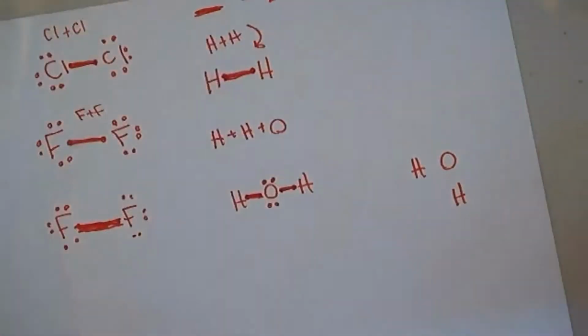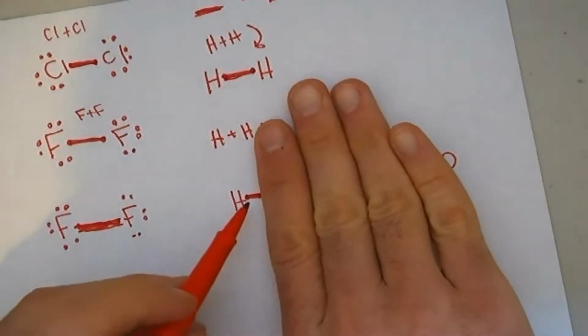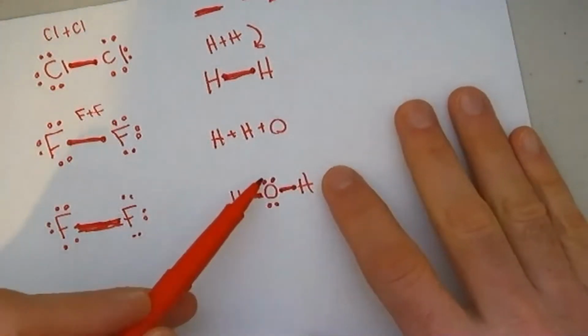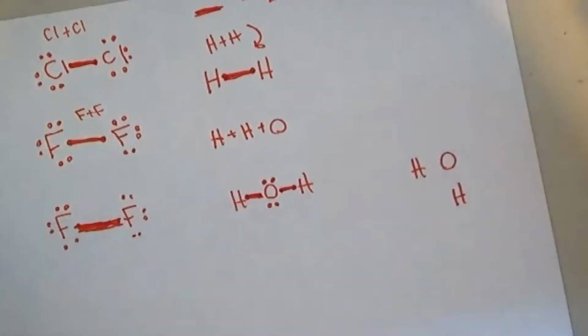Okay. Then you stop and count. Does everybody have what they call an octet or duet? H should have a duet. Duet means 2, so that's full. And that H is full of a duet. O should have an octet. 2, 4, 6, 8. Octet.